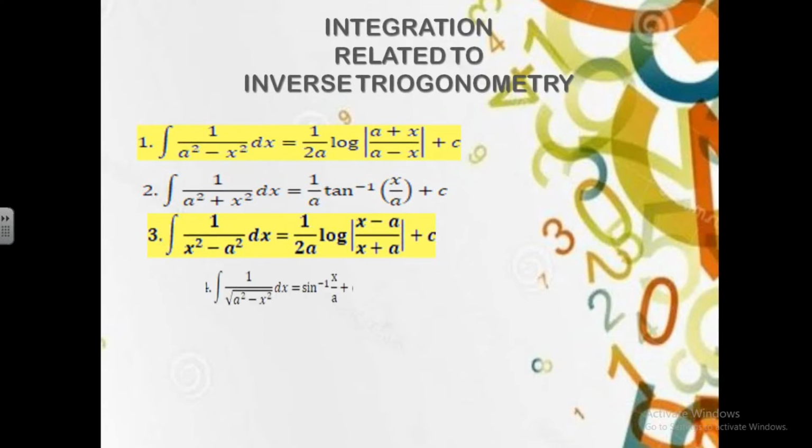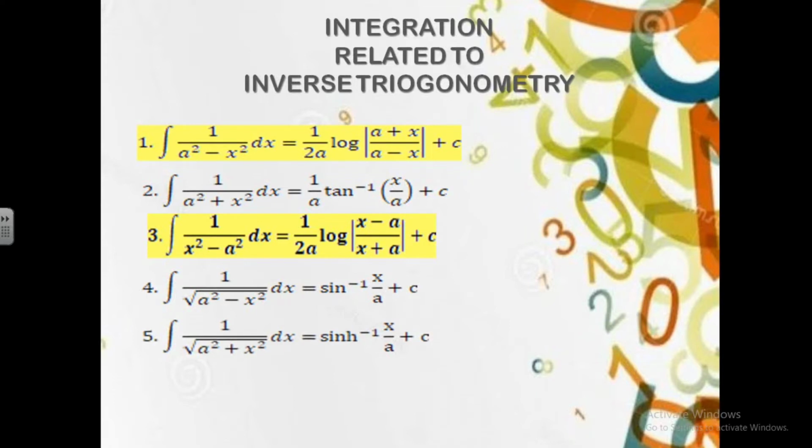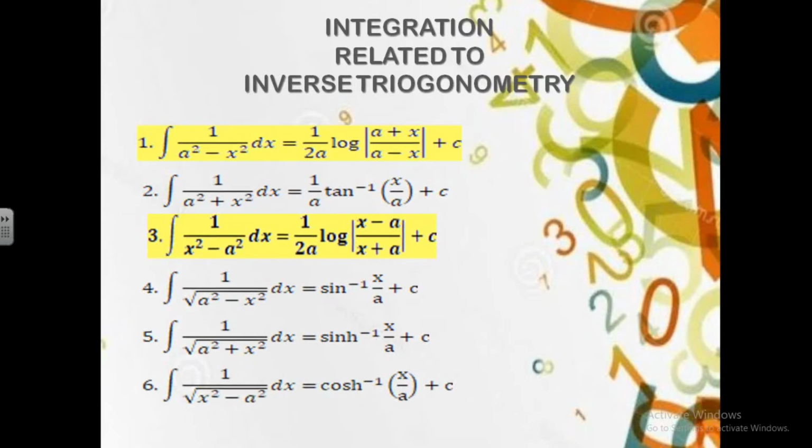Next, the fourth formula is integration of 1 by root a square minus x square into dx is equal to sin inverse of x by a plus c. Fifth one, integration of 1 by root a square plus x square into dx is equal to sin h inverse of x by a plus c. Sixth one, integration of 1 by root x square minus a square into dx is equal to cos h inverse of x by a plus c.